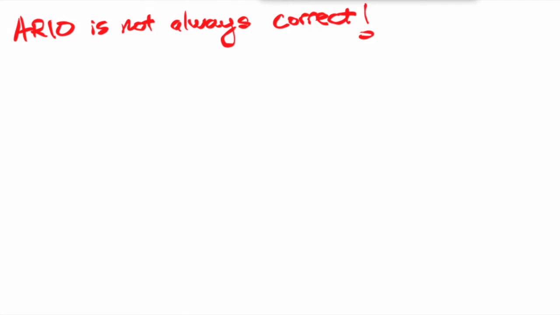Remember though that ARIO is just a basic guideline to help us predict, and the key word here is prediction, right? It only helps us predict the relative acidity of compounds. It is not 100% accurate. So let me give you an example of when ARIO does not work.